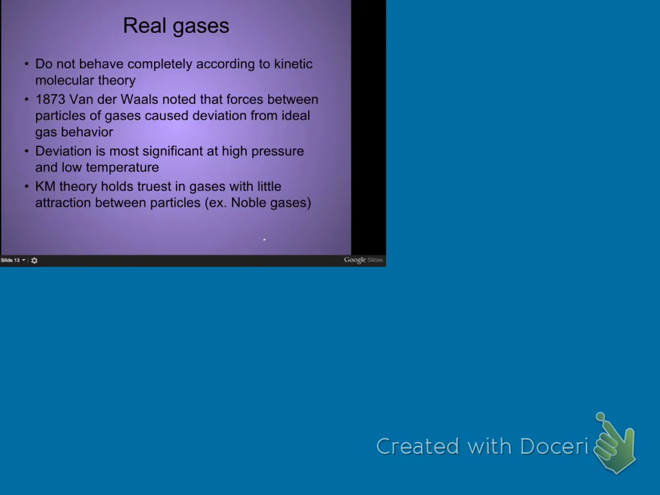Here's the shocking part. Real gases, just like real teenagers and real lab puppies, don't actually behave perfectly. They don't quite meet everything that we said about them. You're going to enjoy this. 1873, a Dutch chemist named Van der Waals.